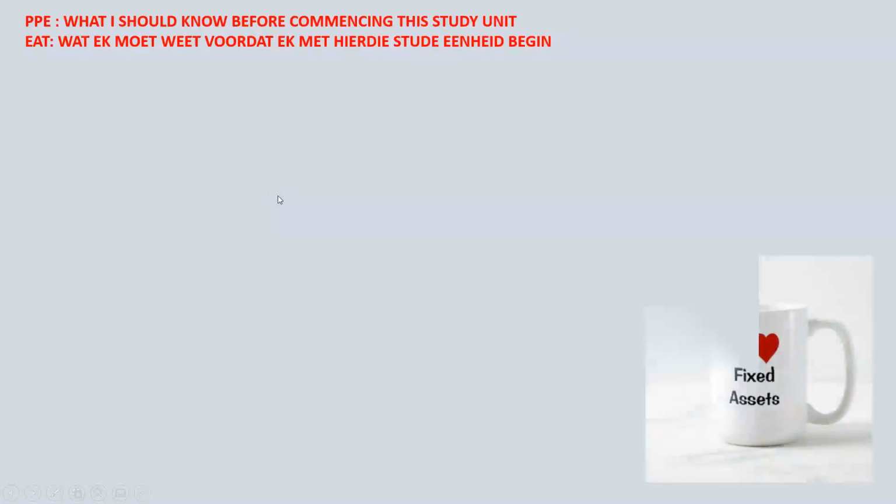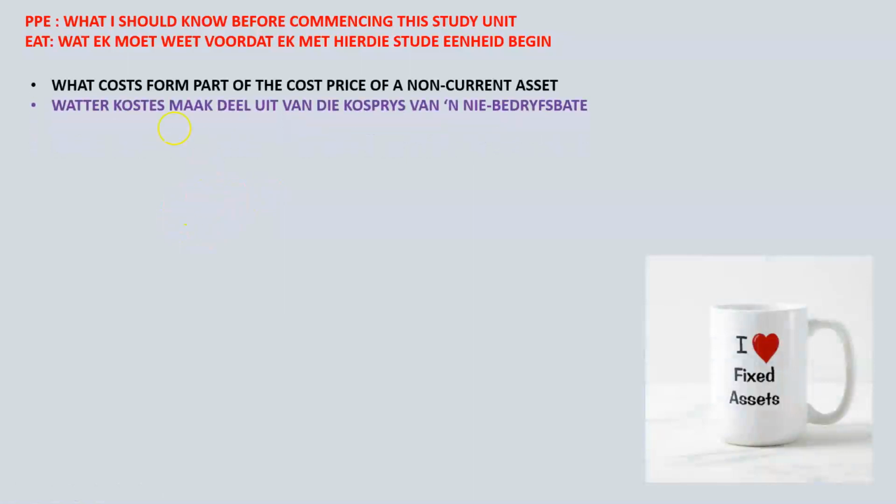Good. During the break, I told you that you should do some revision on PPE before we continue in the second semester. So what do you have to know about PPE before we commence with the study unit? The first thing is you love accounting and you love fixed assets. Second thing is you should know what costs form part of the cost price of a non-current asset.